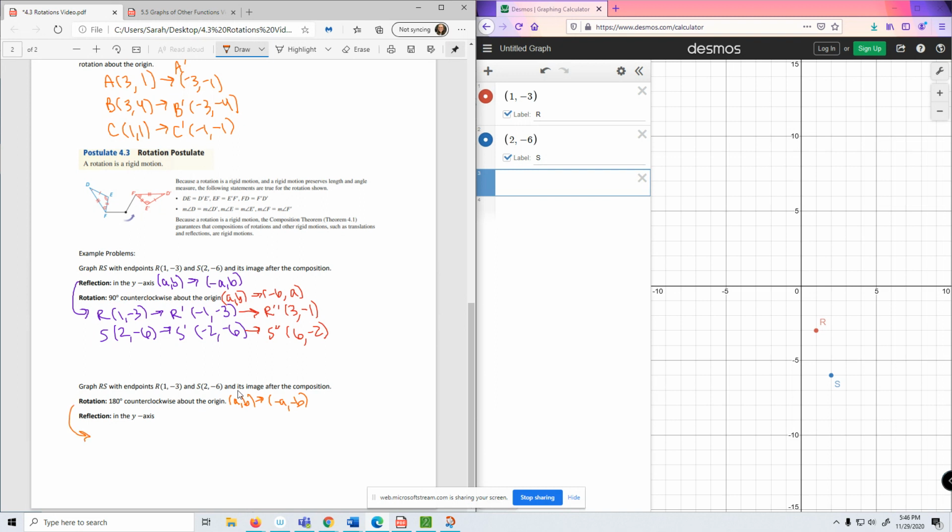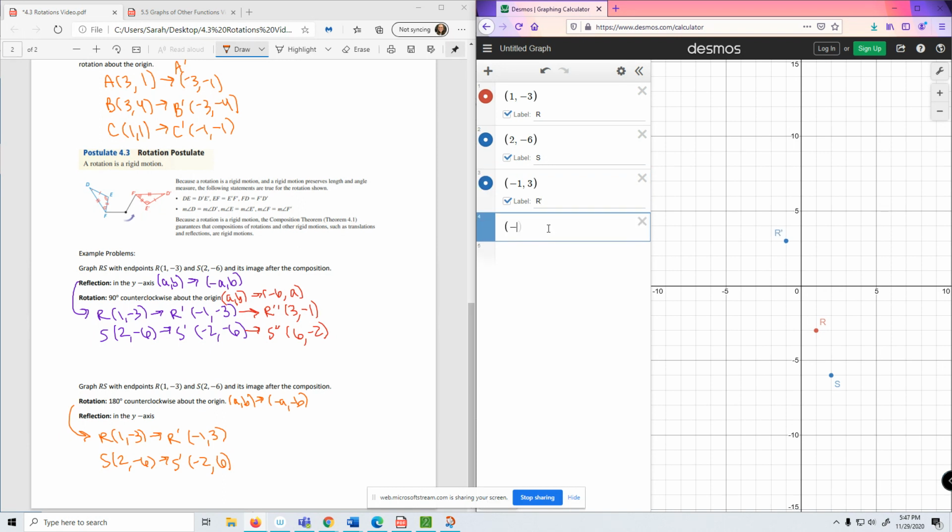So let's write our work for that down there. R (1, negative 3) turns into R prime. We change the signs of both of these. So 1 becomes negative 1, negative 3 becomes positive 3. Same idea with S to get S prime. 2 becomes negative 2, negative 6 becomes positive 6. Let's put those in Desmos. So I have negative 1, 3, R prime, and negative 2, 6, S prime. So that's what happened after we rotated 180 degrees.